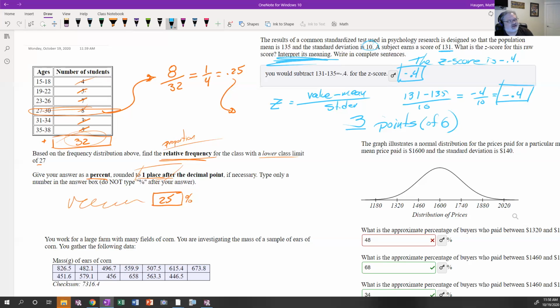And there was a fair amount of variation. Some of them, I could kind of tell what you were trying to say. Some people were working harder than necessary to figure out what to say. But something that expressed that this means that the value is 0.4 standard deviations below the mean.